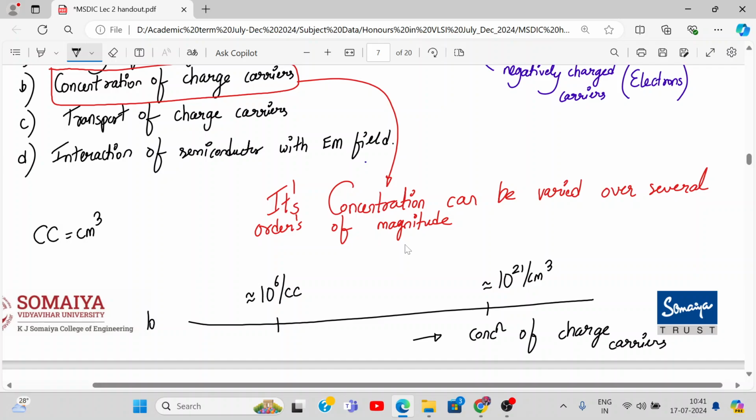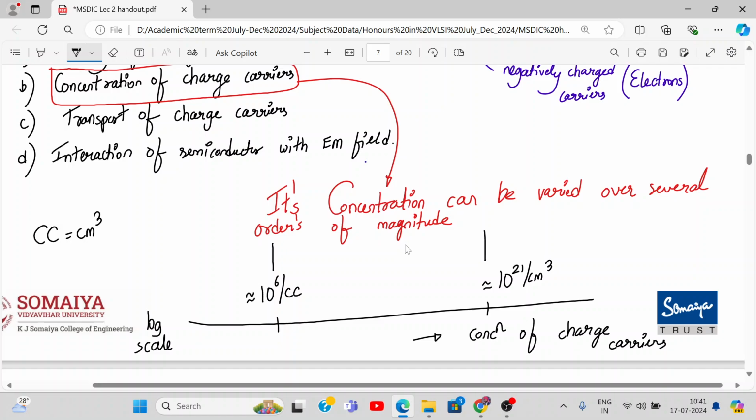Okay, and this is my log scale, x scale. Why log scale? Because you cannot plot 10 raised to 6 and 10 raised to 21 on a linear scale. That's why we go for a log scale. Are you understanding? Now, where will insulators fit over here? These are concentrations of charge carriers, meaning how many electrons and holes are present. So can you guess where it will be?